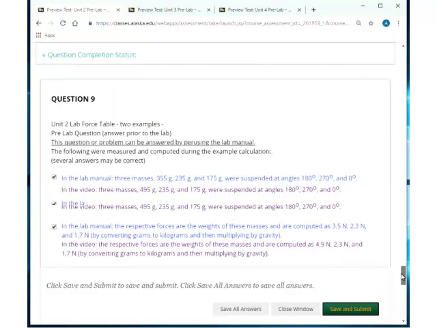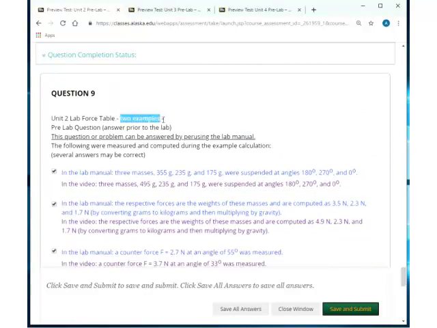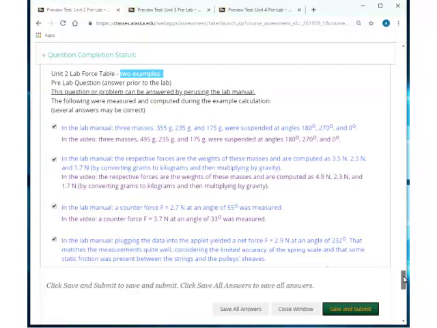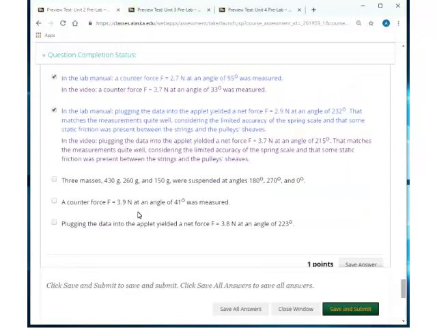Then this one here, there are a couple of examples. In the lab manual, you will find these as examples, and then in the video that's posted, you will find the other ones in the other color here. And these 3 are not listed.